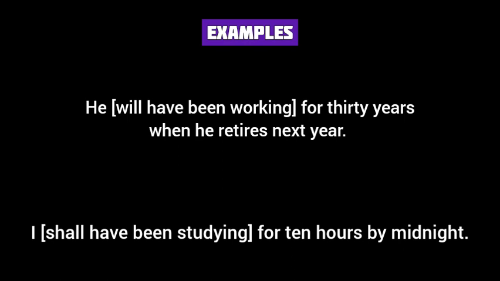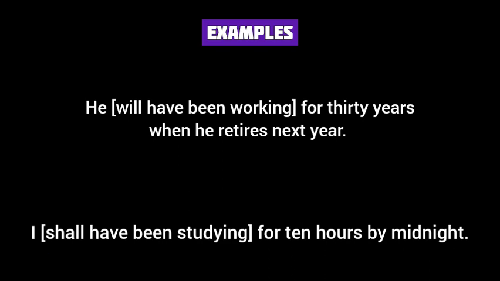He will have been working for 30 years when he retires next year. I shall have been studying for 10 hours by midnight. In the first sentence, the verb will have been working is in future perfect continuous tense. It shows that he started working long back in the past, and next year when he retires, he will complete 30 years of working. In the second sentence, the verb shall have been studying is in future perfect continuous tense.